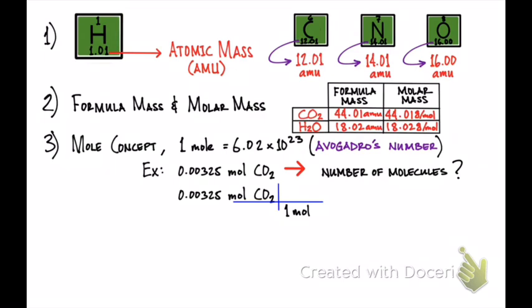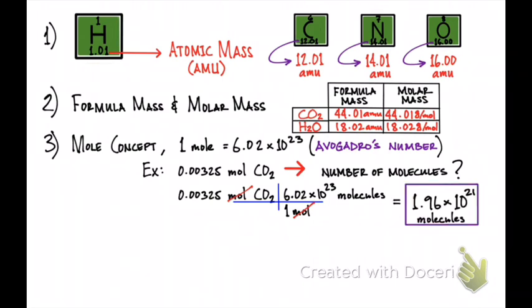So we want 1 mole down at the bottom, and then the equivalent of 1 mole in terms of number of molecules or number of atoms is Avogadro's number. So 1 mole of carbon dioxide gives you Avogadro's number of carbon dioxide molecules. We'll put that up top, and you can see how the number of moles will cancel each other out, and you're left with the unit that you want, which is the number of molecules. You're going to plug this into your calculator, multiplying the numbers up top divided by all the numbers at the bottom. So in this case, 0.00325 times Avogadro's number divided by 1, and that gives you the number of carbon dioxide molecules.